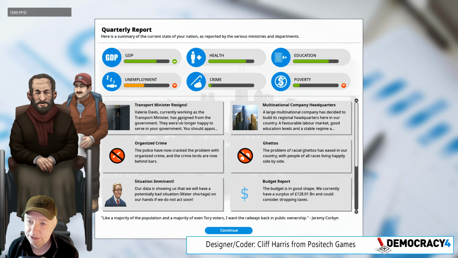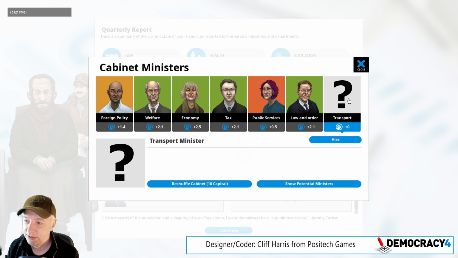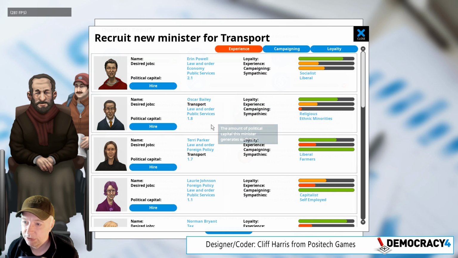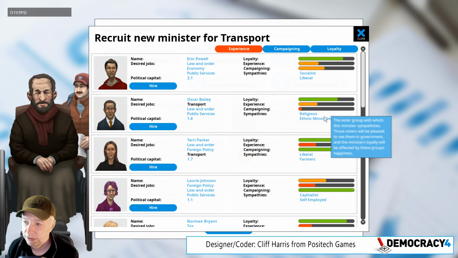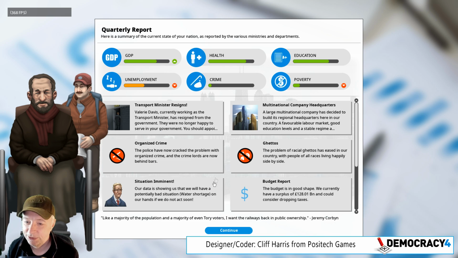Right, Transport Minister has resigned. Okay, that's fair enough. We need to pick a new one. Transport Minister, their transport, religious and ethnic minorities. Fine, that'll do.